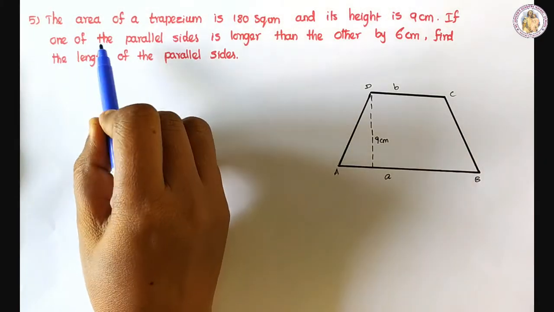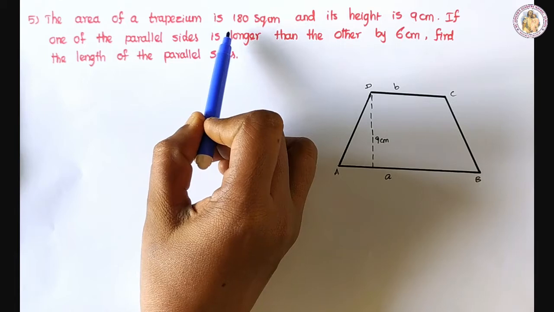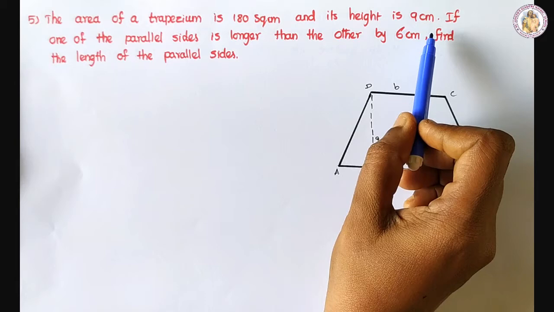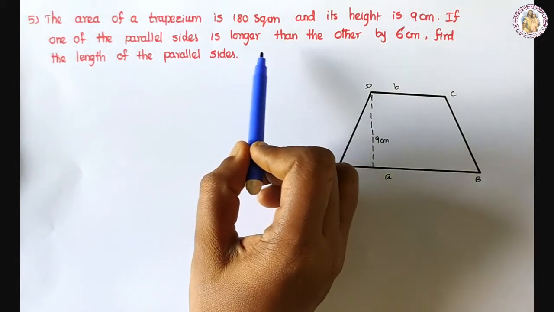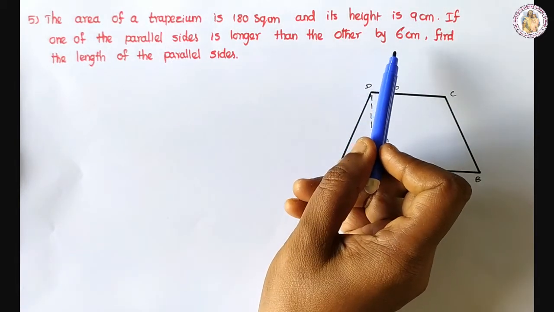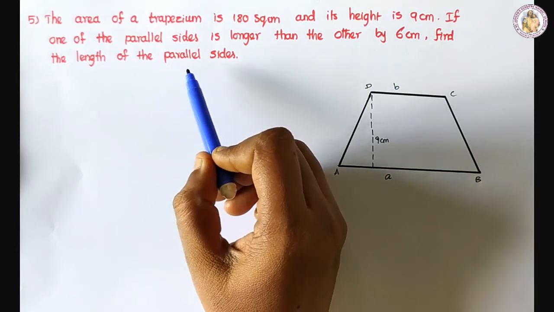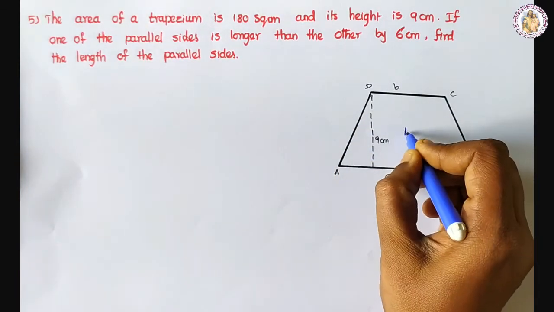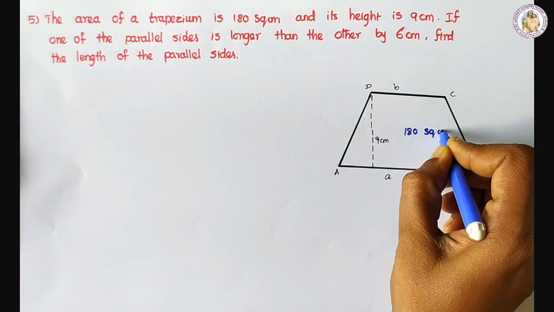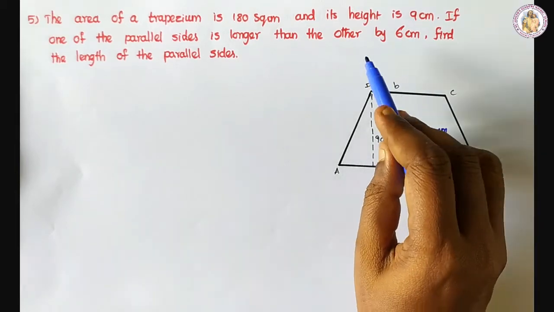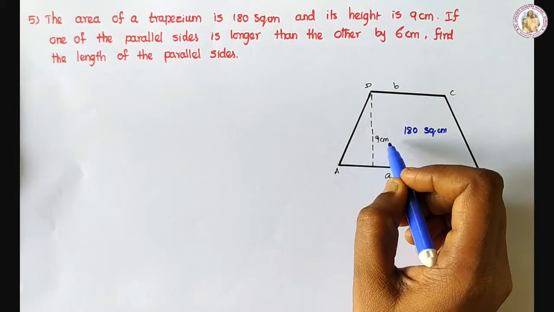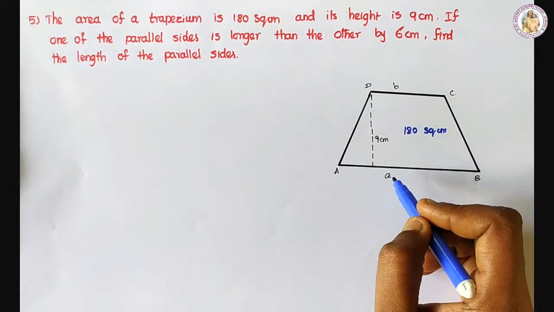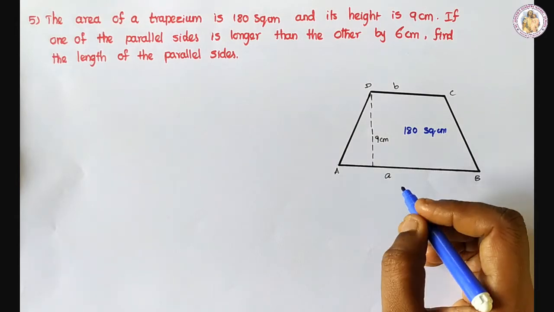That is the fifth one. The area of a trapezium is 180 square centimeter and its height is 9 centimeter. If one of the parallel sides is longer than the other by 6 centimeter, find the length of the parallel sides. Listen, they gave the area of trapezium, that is 180 square centimeter, and its height is 9 centimeter. If one of the parallel sides is longer than the other by 6 centimeter.